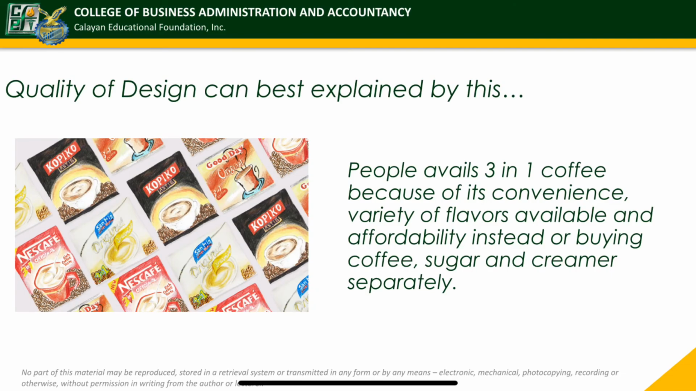Quality of design can be best explained by this example. People avail 3-in-1 coffee because of its convenience, variation of flavors, availability, and affordability instead of buying coffee, sugar, and creamer separately. The design of the product has quality since it gives customers convenience at a very affordable amount.